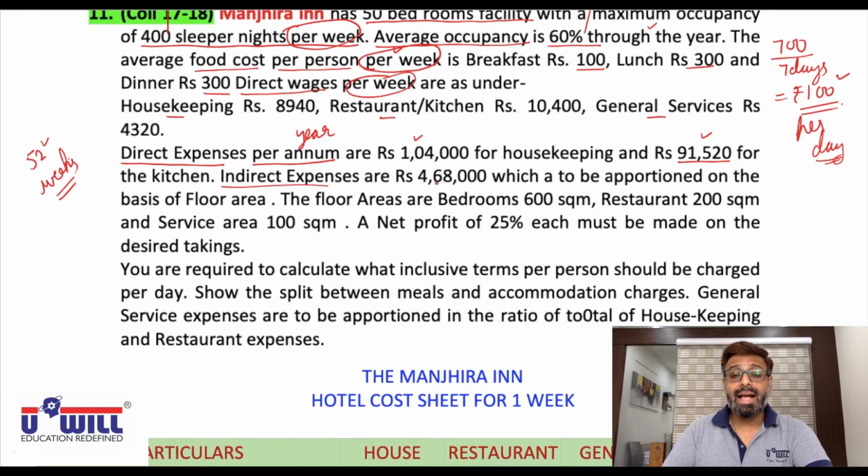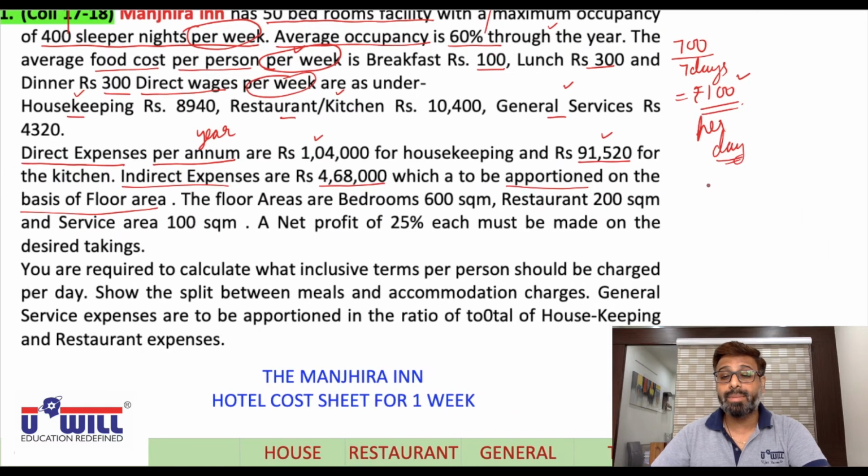Indirect expenses are rupees 4,68,000, which are to be apportioned on the basis of floor area. Same like last question, indirect expenses are joint expenses. Indirect expenses are those expenses which are incurred jointly for housekeeping plus restaurant plus general service. So how will you allocate this 4,68,000 to these three departments? On the basis of floor area. The floor areas are bedrooms 600, restaurant 200 and service area 100 square meter. So 600, 200 and 100.